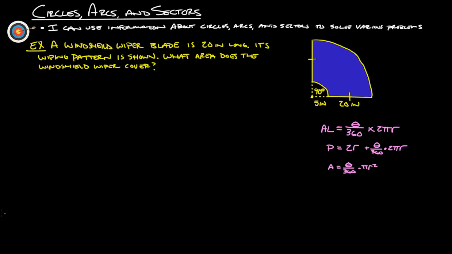Okay, last example here. A windshield wiper blade is 20 inches long. Its wiping pattern is shown. What area does the windshield wiper cover? Okay, so we're looking for this area in here, right? So it basically has got a 5 inches here where it doesn't cover, and then it has a wiper blade length of 20 inches here.